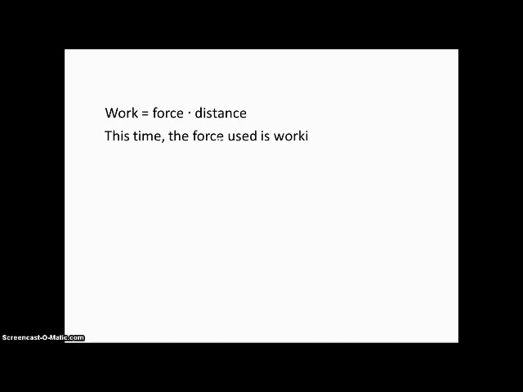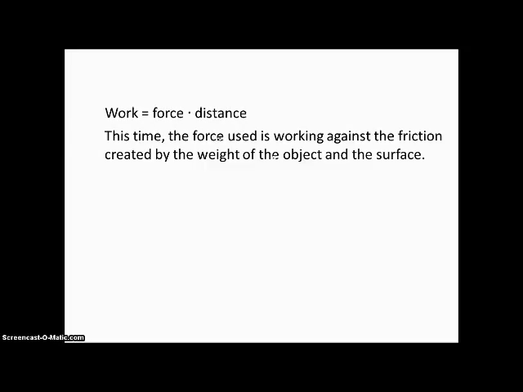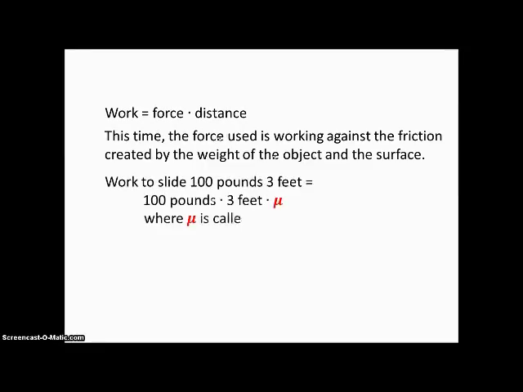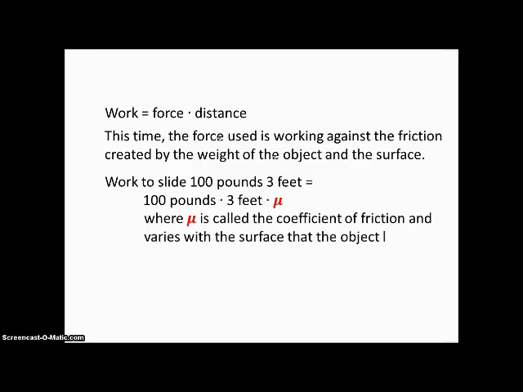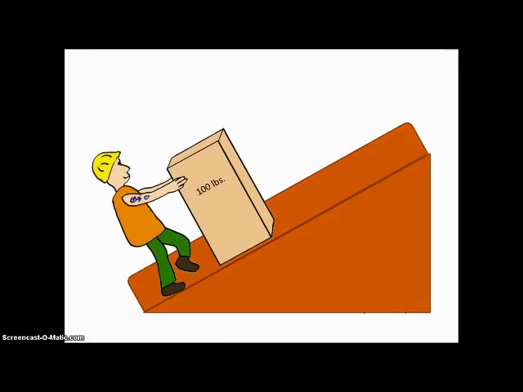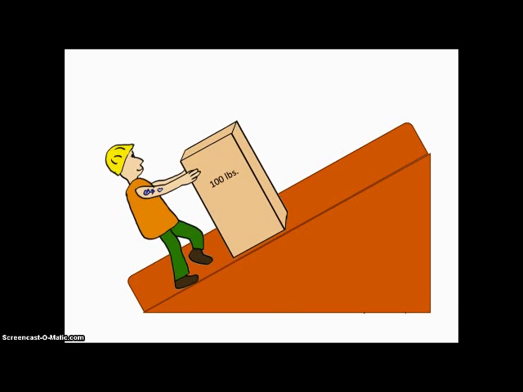This time the force used is working against the friction created by the weight of the object and the surface. So work to slide 100 pounds 3 feet is still 100 pounds times 3 feet, but it's also times mu, where mu is called the coefficient of friction and varies with the surface that the object is sitting on. Now here we have our worker man, and he's going to push an object up an inclined plane. So now he's got to work against gravity and friction, sort of a combination. Here he goes.